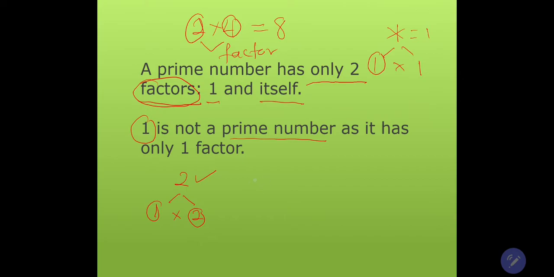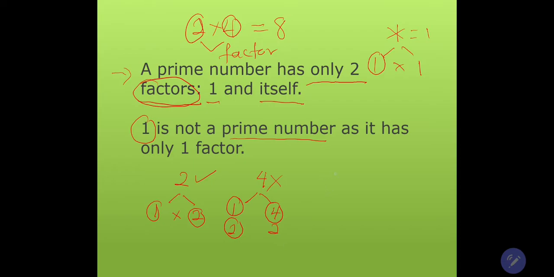Now let's say we look for 4. How do we get 4? 1 times 4 and 2 times 2. So now we look here: 1, 2, 4. There are 3 factors, so it doesn't fit the rule, meaning 4 is not a prime number.